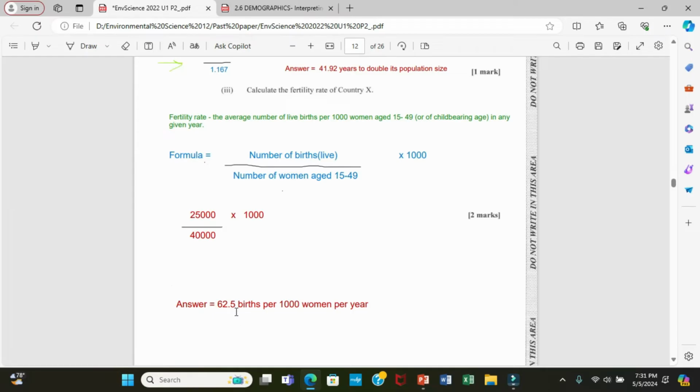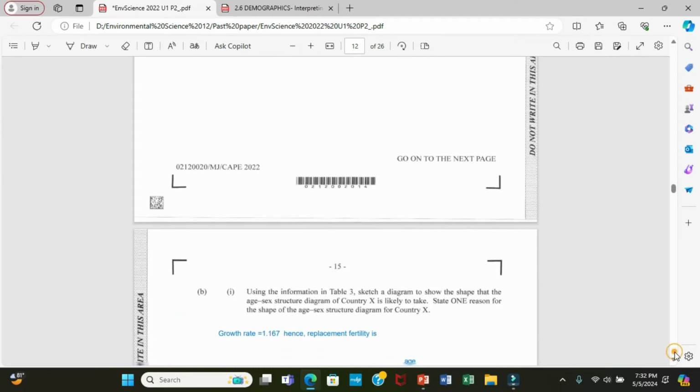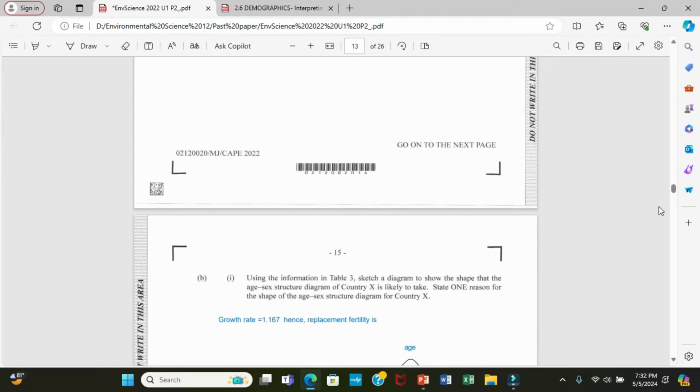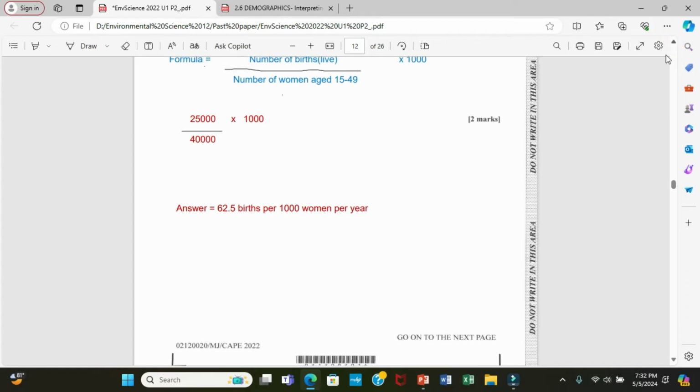Now 62.5 births, but the 1,000 here means per 1,000 women per year. That's the unit. So when they calculate fertility rate, they calculate it per 1,000 women per year. They do that on a yearly basis. So those are just some standard units you should make sure you understand. You put those in and you will get a good mark. All right, the next part of the question, let's move on.